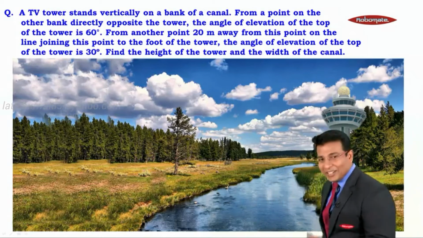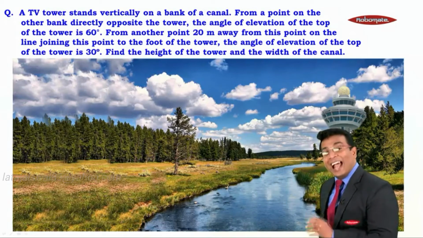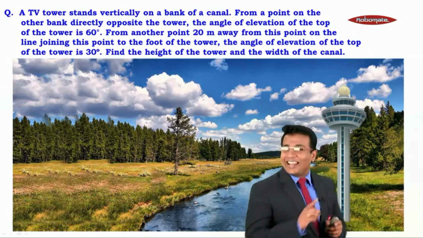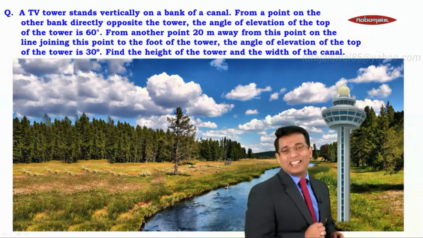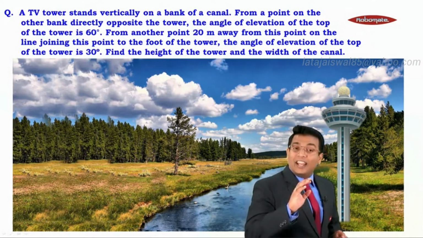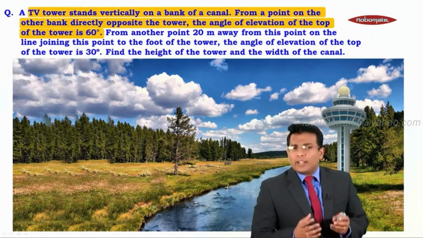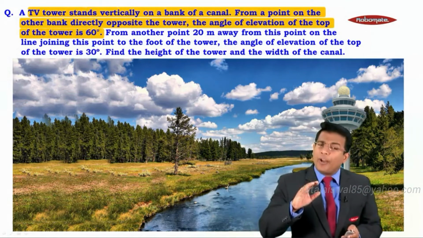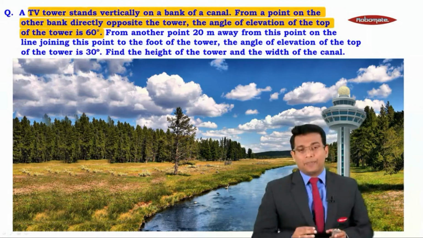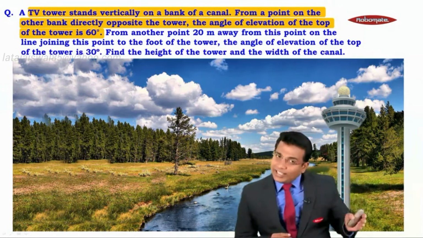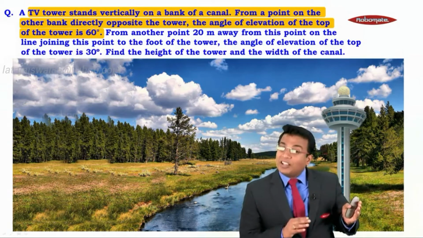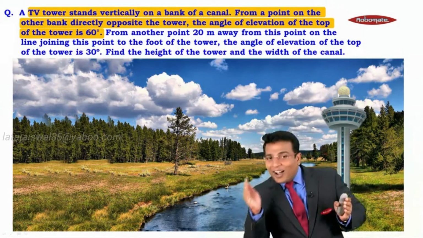So there is a canal. You can see there's a small canal here, right? And there's a TV tower which is standing here. That is there on the bank of a canal, as you can see. Then they say from a point on the other bank. So the TV tower is on this bank. From a point which is on the other bank.